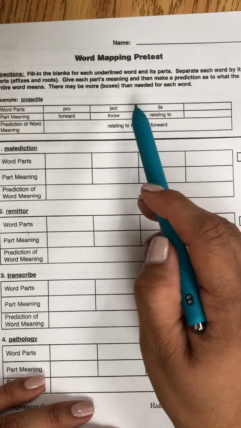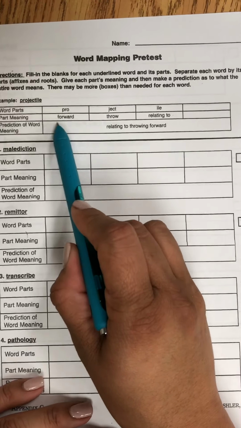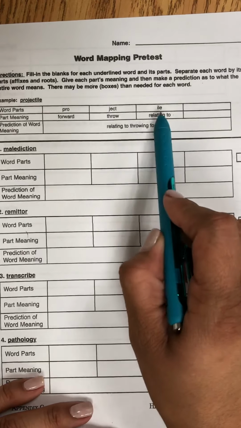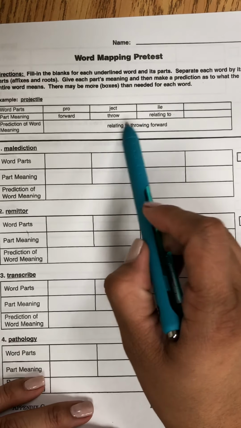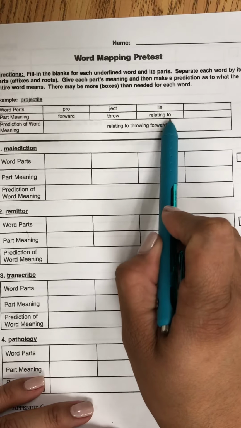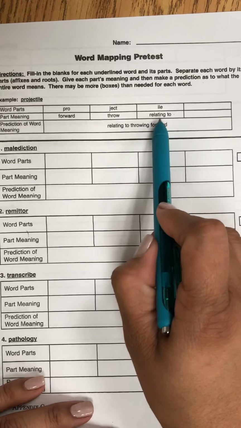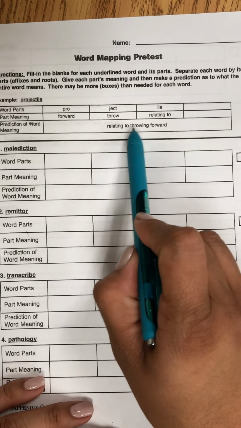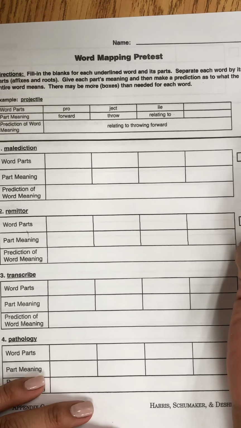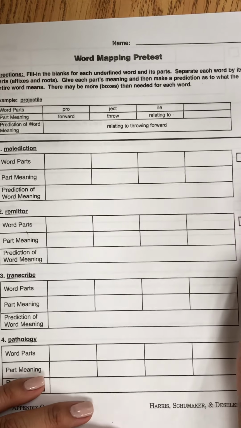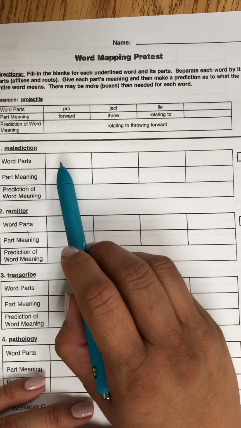So now that they know what each word part means, they are able to come up with their own made-up definition. Not a looked-up definition, a made-up definition. So they have forward, throw, and relating to. So they made their own definition that said relating to throwing forward, which makes pretty good sense because I've heard that word projectile before.